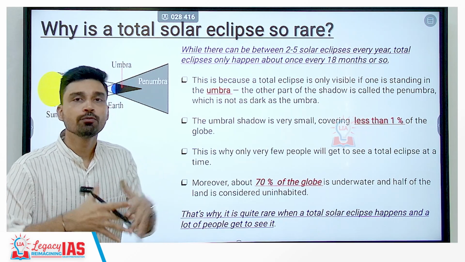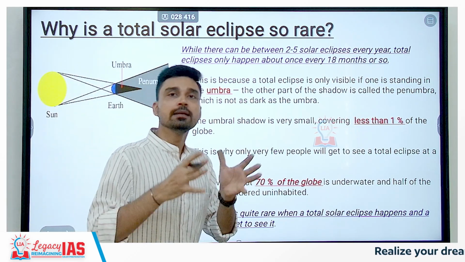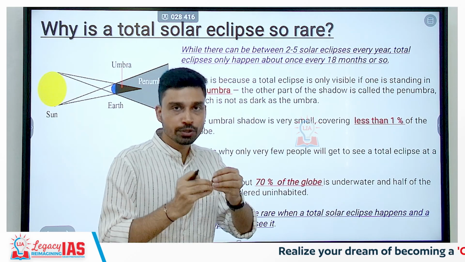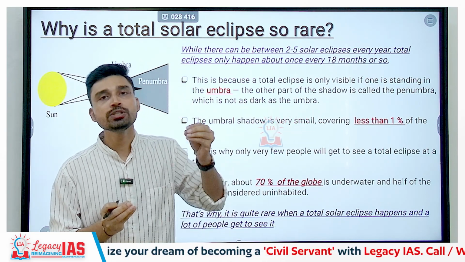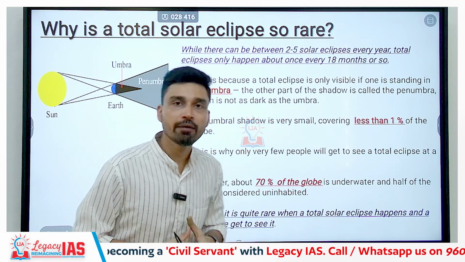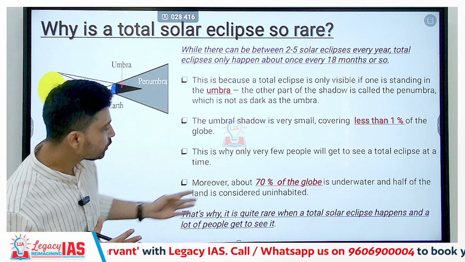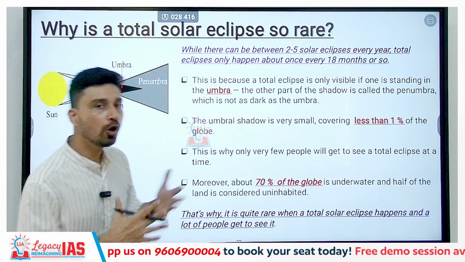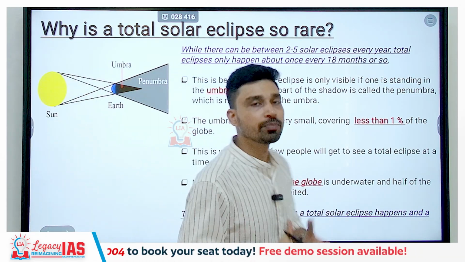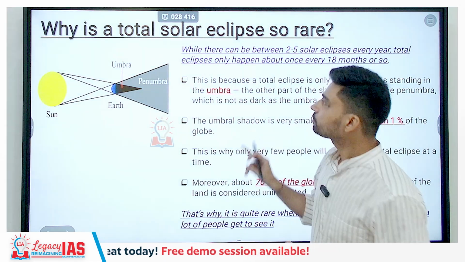In other words, for a total eclipse to be seen, the moon's umbral shadow, which occupies a very small part of the earth, should fall in regions where there is human population. That is why it is quite rare when a total solar eclipse happens and a lot of people get to see it, as will happen today.